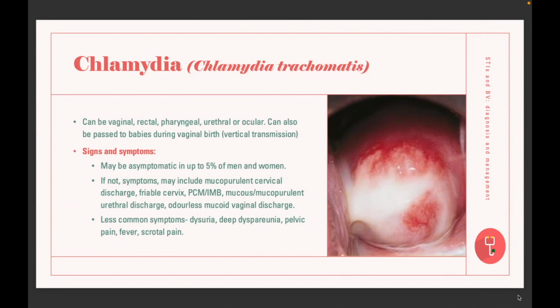And in male patients, you can have mucus from the urethra or mucopurulent discharge from the urethra as well. And some female patients may have odorless mucoid vaginal discharge, so no pus there, it's just a change in texture. Less common symptoms can include dysuria, so pain when passing water, and deep dyspareunia, pelvic pain, fever, and scrotal pain. Deep dyspareunia, pelvic pain, and fever would be more suggestive of something like PID rather than just a simple chlamydia, but every patient is different and you can get different presentations within that.